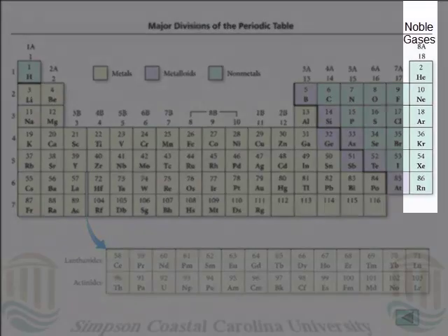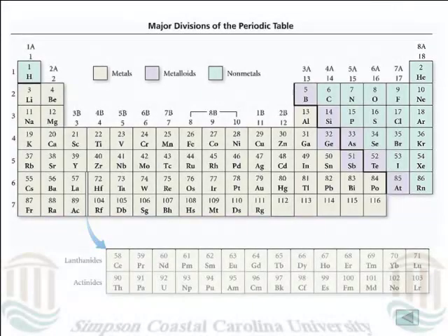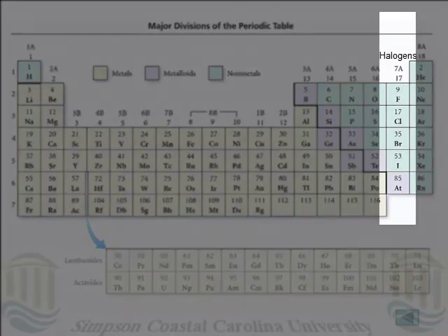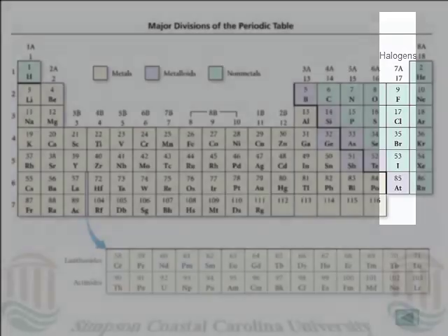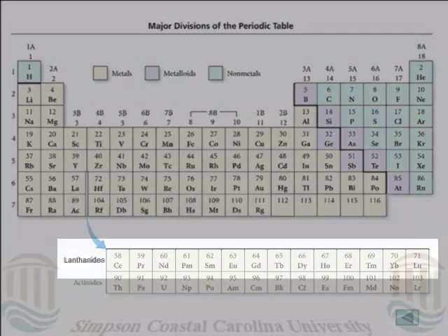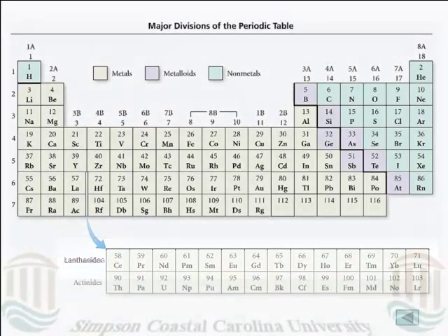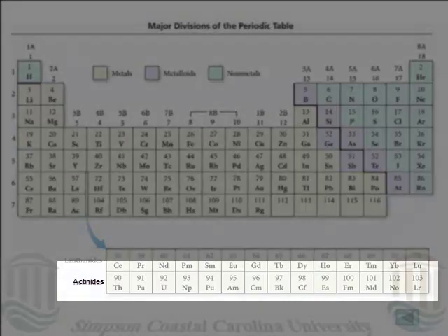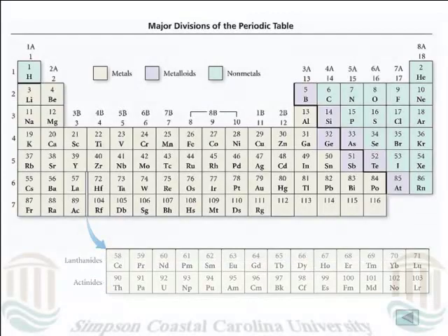The noble gases are going to be on the far right of the periodic table. And the halogens are going to be just to the left of the noble gases. Now, even though these aren't on the list, they're still important in the periodic table. We have the lanthanides and then the actinides. So you need to be able to identify all of those given a periodic table.